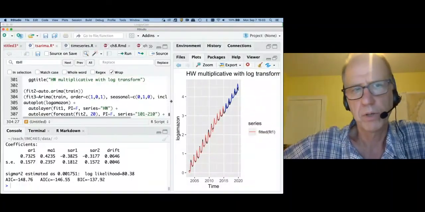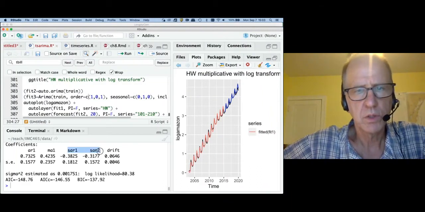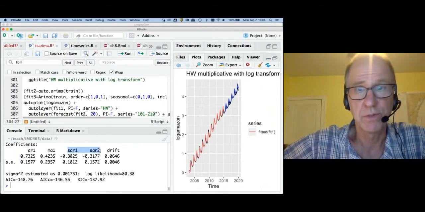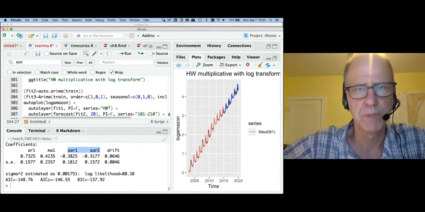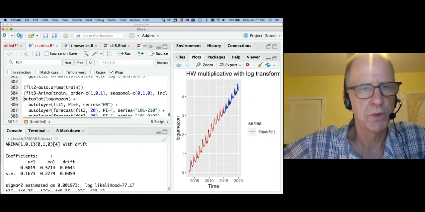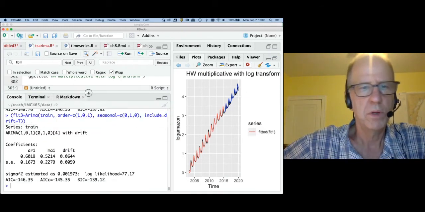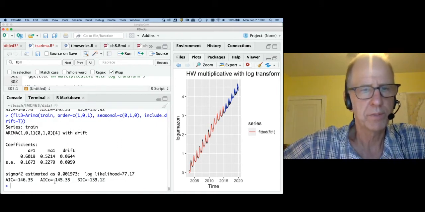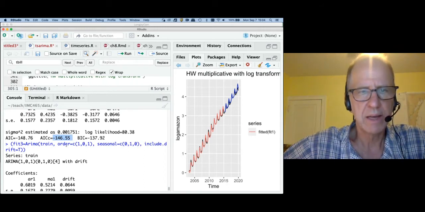I kind of like parsimonious models. Do we really need these two seasonal autoregressive terms? I'm going to get rid of them. Let's just see how we do without those. We'll keep the drift term, but now notice those two seasonal effects went away. If we compare the two models, the corrected AIC is about minus 145. The previous one was minus 146. So there's not a lot of difference.